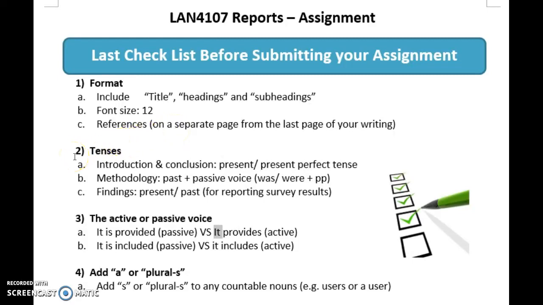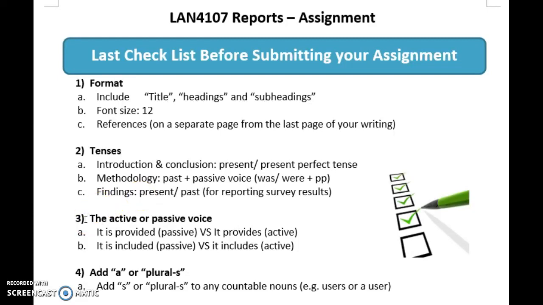Number 2, tenses. For the introduction and the conclusion section, either present or present perfect tense should be used. And for the methodology section, you have to use past tense and the passive voice, that is was or were, and a verb in the PP form. For the findings section, either the simple present or the past should be used if you're referring to survey results, so you have to use the past.